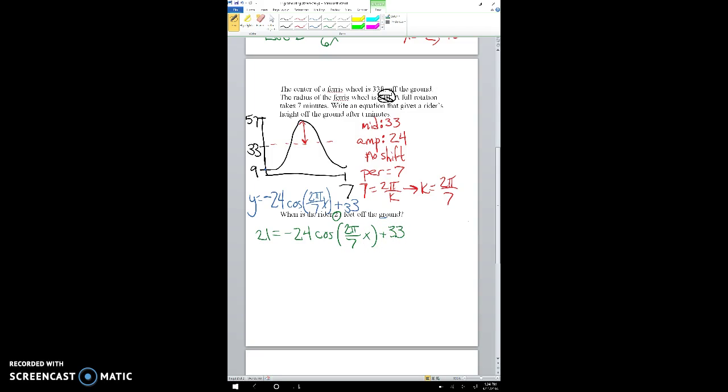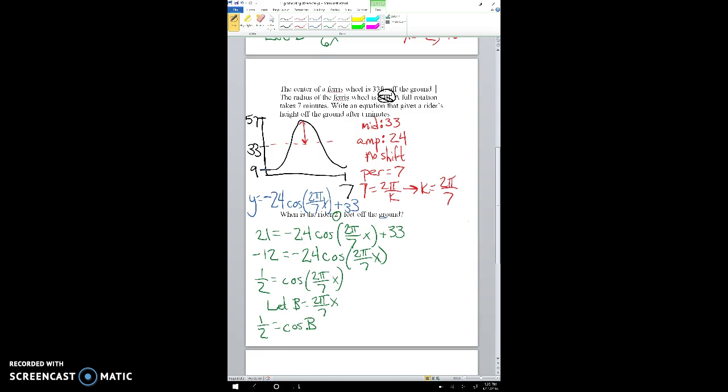Okay, so again, you want to get the cosine function by itself, so you subtract 33 from both sides. That gives you negative 12 equals negative 24 cosine 2 pi over 7 x. Then you divide both sides by negative 24, which gives you 1/2 equals cosine 2 pi over 7 x. So again, I'm going to do that little trick where I let b stand for all the stuff inside the parentheses. So you get the simple equation 1/2 equals cosine of b.